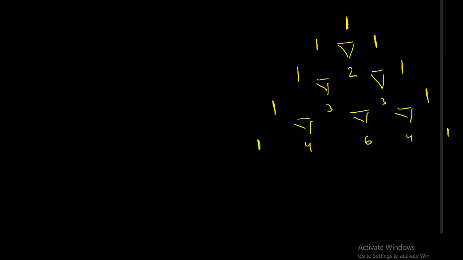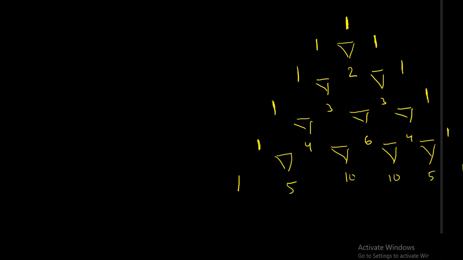You can actually call this Pingala's triangle. So listen, next: add these two, 5, add these two, 10, add these two, 10, add these two, 5, and extremities 1 and 1. In this way you can expand. This is called Pascal triangle or Pingala triangle.